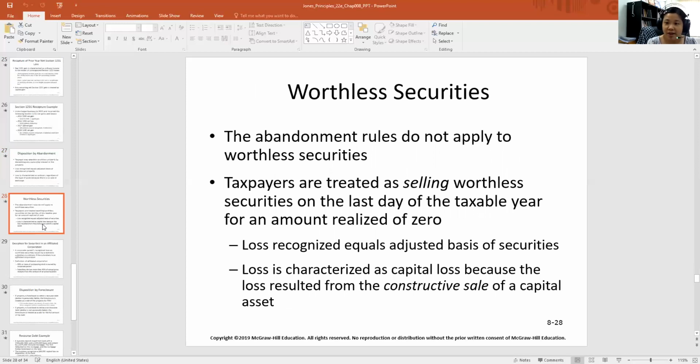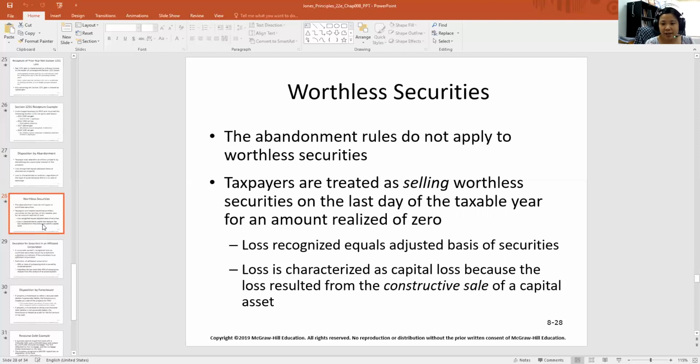For worthless securities, we also apply abandonment rules, but it will be a little bit different. For a worthless security like a worthless stock, if you decide to abandon it, the amount realized will be zero, and the loss that you recognize will be equal to the adjusted basis of the security, but it would be characterized as capital loss instead of ordinary loss because the security is a capital asset. Even though you throw it away, it's still a capital asset. So when you abandon it, it should be a capital loss.